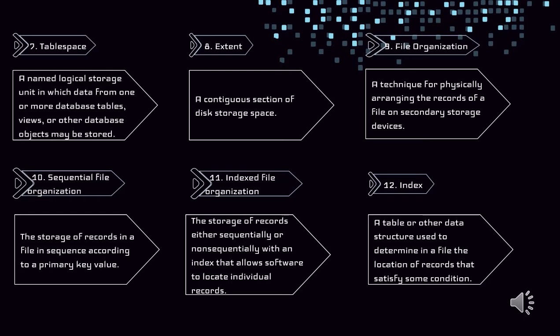Next, sequential file organization, the storage of records in a file in sequence according to primary key value. Next, indexed file organization, the storage of records either sequentially or non-sequentially with an index that allows software to locate individual records. Then, index, a table or other data structure used to determine in a file the location of records that satisfy some condition.